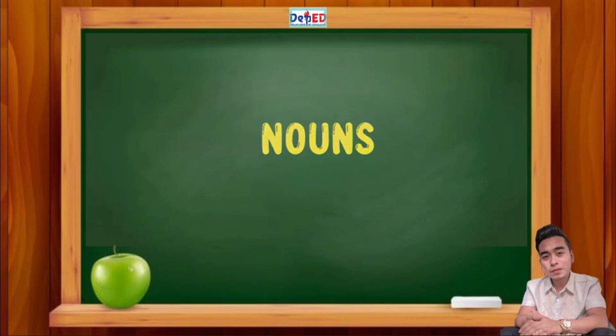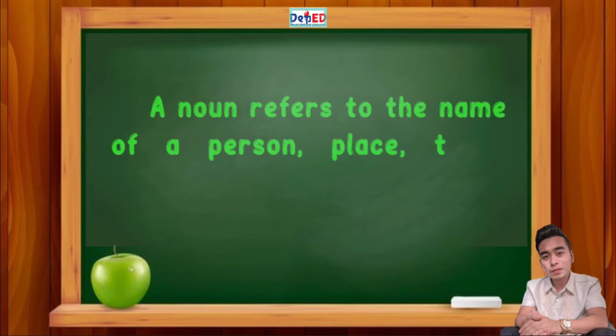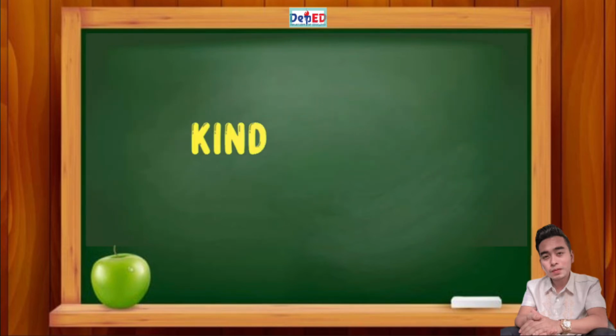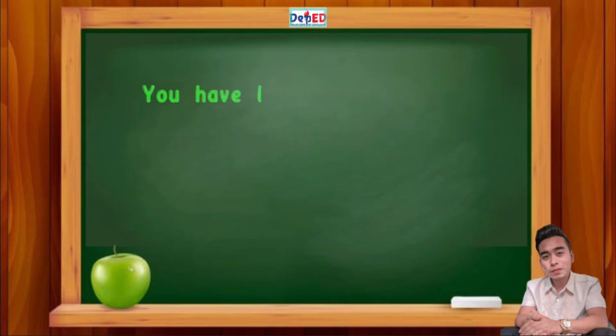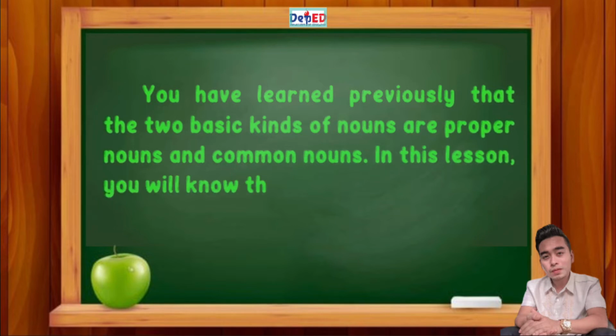What is a noun? A noun refers to the name of a person, place, thing, animal, or idea. And today, we will be discussing the kinds of noun. You have learned previously that the two basic kinds of nouns are proper and common nouns. In this lesson, you will know the other kinds of nouns.